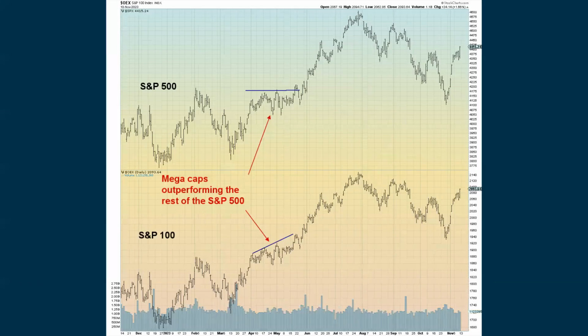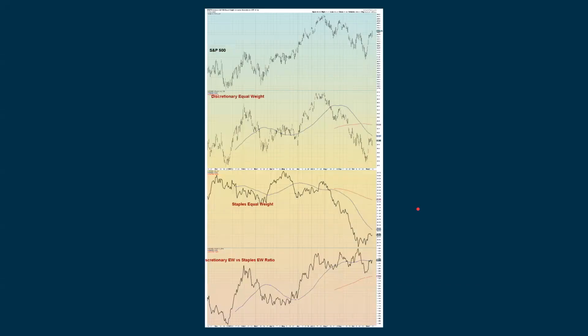Then we want to keep an eye on the S&P 100, which are the biggest stocks in the S&P 500, just to see if they're performing about the same, and right now they are, so I haven't been showing this. Then we look at discretionary, which is more growth areas. And then we compare that with staples, which is more value and defensive areas. Well, when we look at an equal weight ETF, which means all of the stocks in here are treated the same, we're in a downtrend with discretionary. We're also in more of a downtrend with staples. But when we do a ratio between the two, discretionary is kind of outperforming staples.